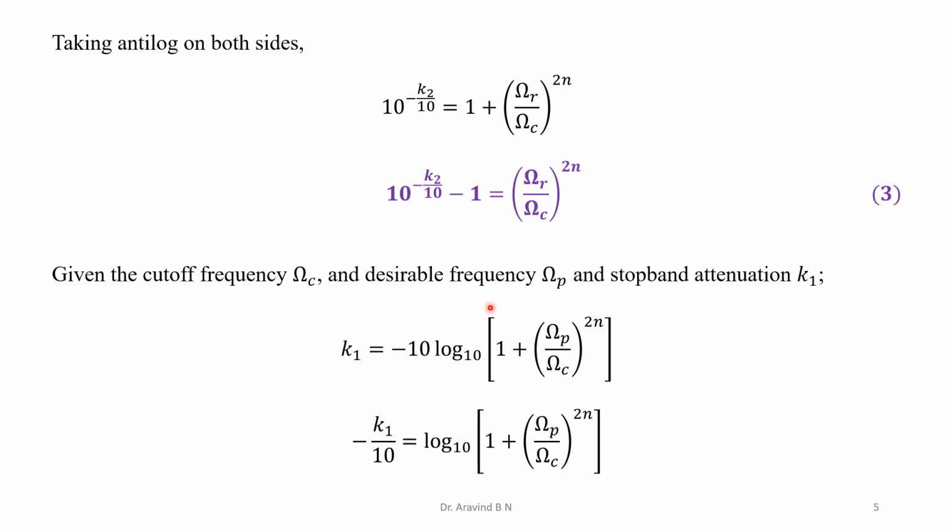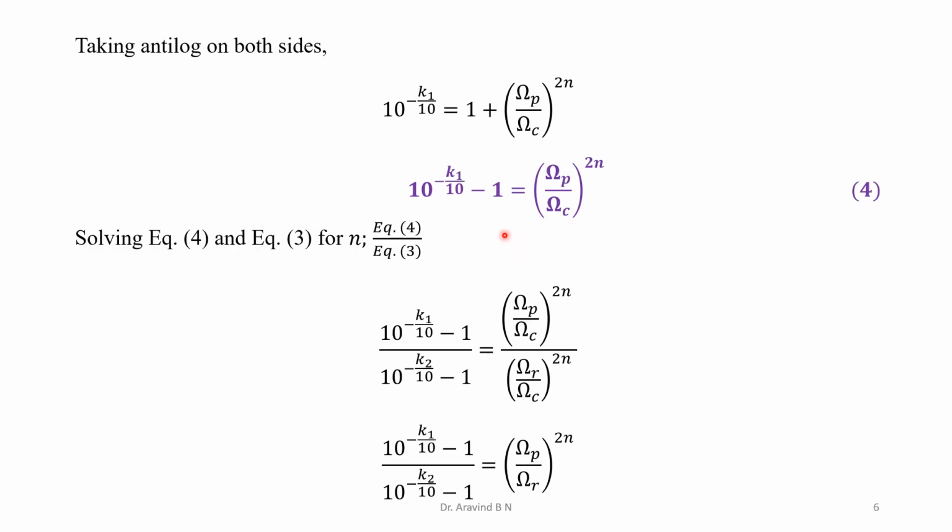Now in equation 2, make use of the pass band specifications, that is omega p and k1. The simplification procedure is the same as what we have done here, so follow the same procedure with respect to the pass band specification. After final simplification, we obtain 10 to the power of minus k1 by 10, minus 1, is equal to (omega p/omega c)^(2n). Call this equation 4.